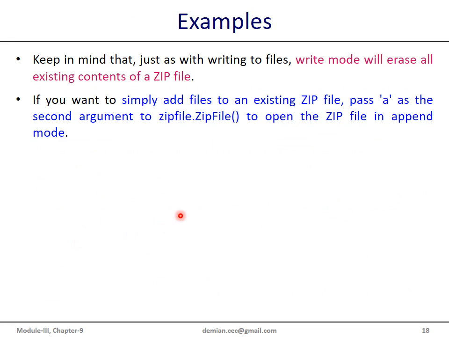Remember that just as with writing to files, the write mode will erase all the existing contents of a zip file if you open an existing zip file in write mode. If you want to add additional files onto the existing zip file, then instead of using W, pass append A as the second argument while creating the zip file object, so that we can add the compressed files to the existing zip file with the append mode.